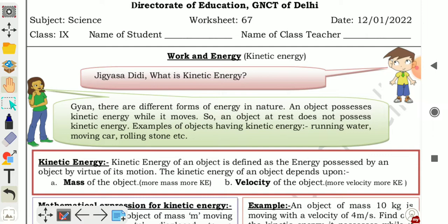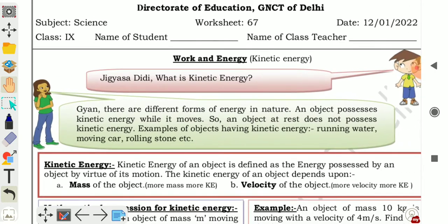So, an object at rest does not possess kinetic energy. If an object is at rest, it does not possess any kinetic energy.